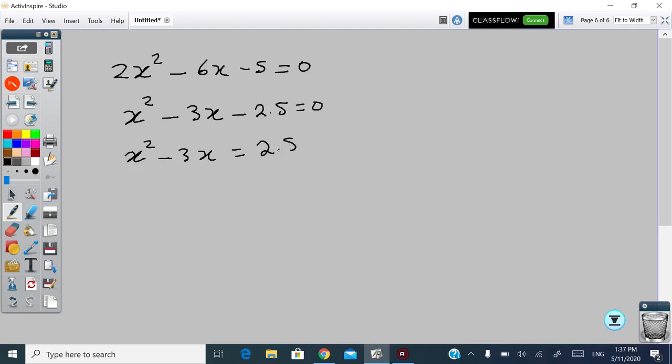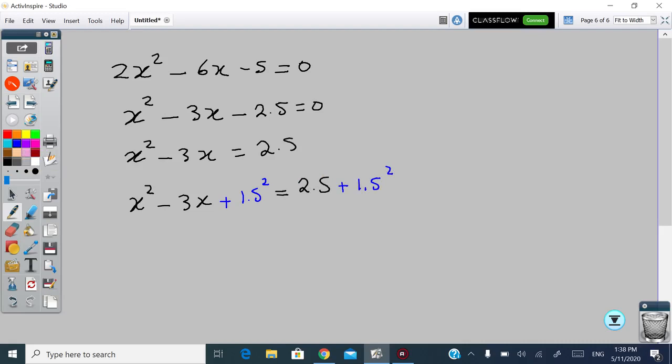Now what constant do I need to add? What's half of negative 3? It's negative 1.5. Square it, and that's the number that you need to add. So x squared minus 3x, and let's not worry about its value for now. We need to add half of the 3 squared, which is 1.5 squared. Note that I did not consider it as negative 3, because when you square, you're going to end up with a positive anyway. And this equals 2.5, and again, you have to add the 1.5 squared.